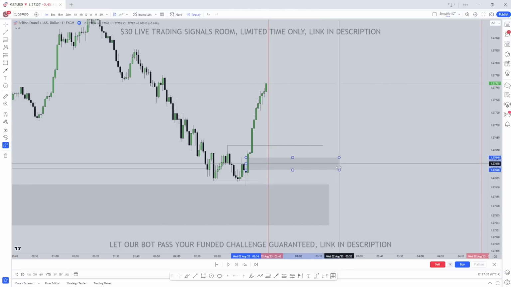The extreme fair value gap in the displacement leg is right here. In addition to that, we have the order block in line with that fair value gap, so that's even more confidence for this trade to work out. Now what you could do is enter buys at the top of the fair value gap. You can either put your stop loss below the bodies of this low or below the full low overall.